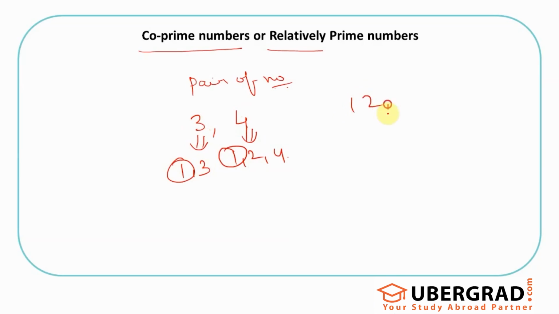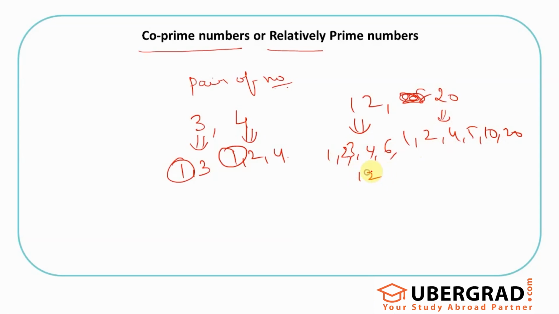Let's take 12 and 20. The factors of 20 are 1, 2, 4, 5, 10, and 20. Here I have 1, 2, 3, 4, 6, 12. See, I have 1, and 2 as well, 4 as well, right? So the common factors are actually more than 1. In the previous case I'm only seeing 1, so those are coprime. But here 1 is not the only common factor; I'm also seeing 2 and 4. So these are not coprimes, right?